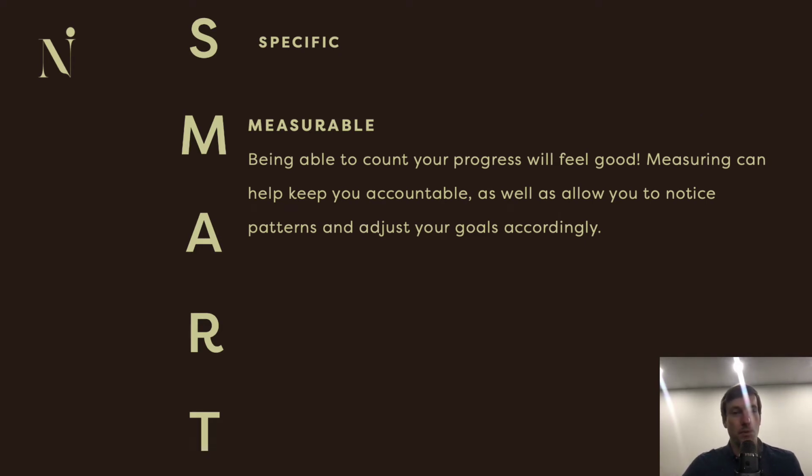The M in SMART, measurable. Being able to count your progress feels good. Measuring keeps you accountable and allows you to notice patterns and adjust your goals accordingly. So how are you going to measure your goal? You've got to think about that. It's good if your goal is specific. If your goal is specific enough, you can probably measure the outcome.